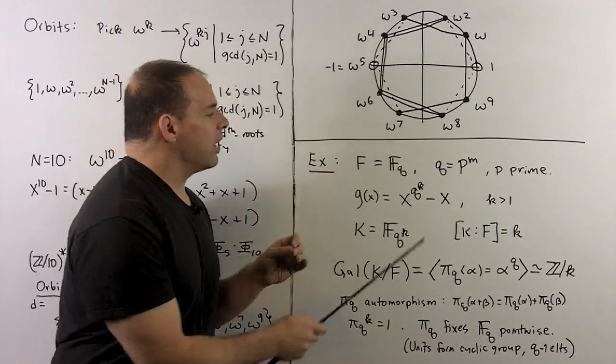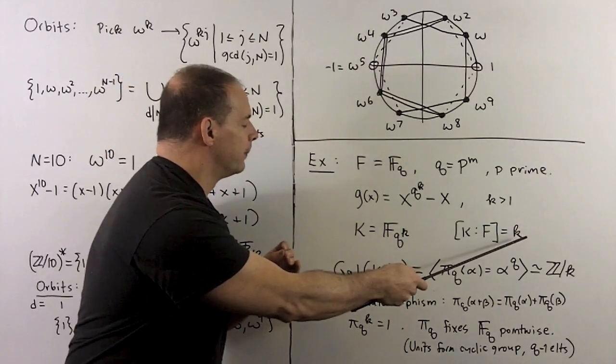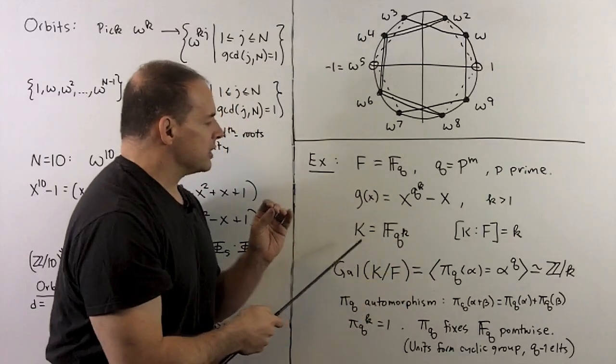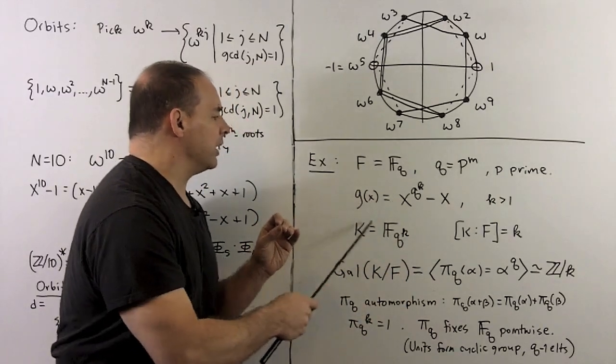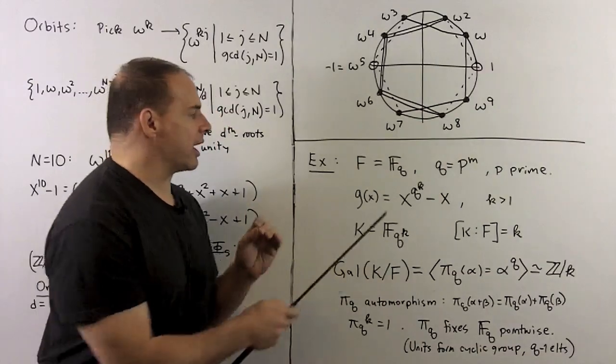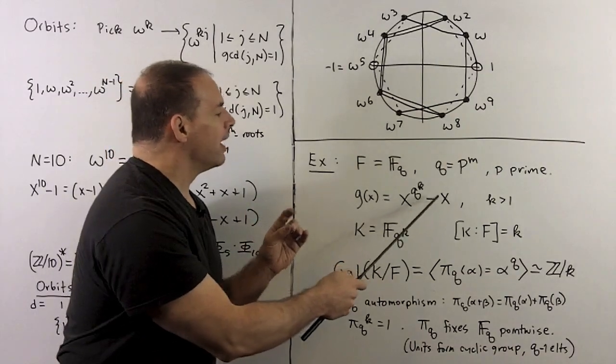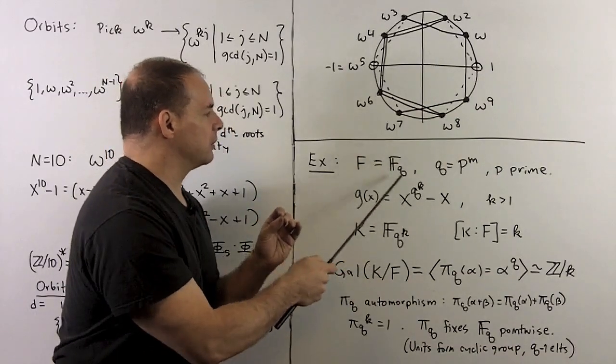Then the degree of K over F is equal to K. Now, this in fact is a splitting field. You'll note every element in this field satisfies the polynomial x to the q to the k minus x, and it has as a subfield F sub q.